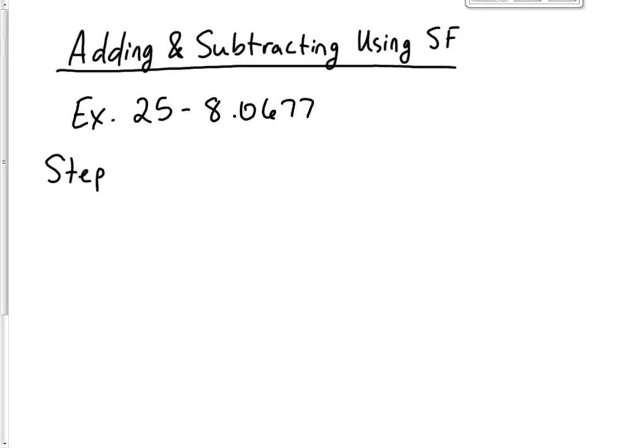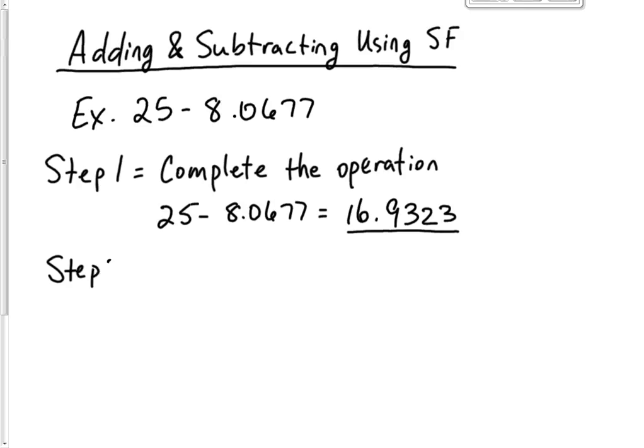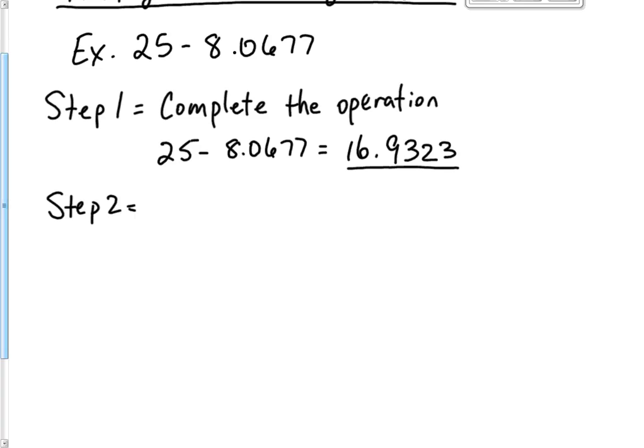So step number 1 is to complete the operation, meaning do the math. Okay, put it in your calculator and get what you get. 25 minus 8.0677 is equal to 16.9323. There's our preliminary answer right there.